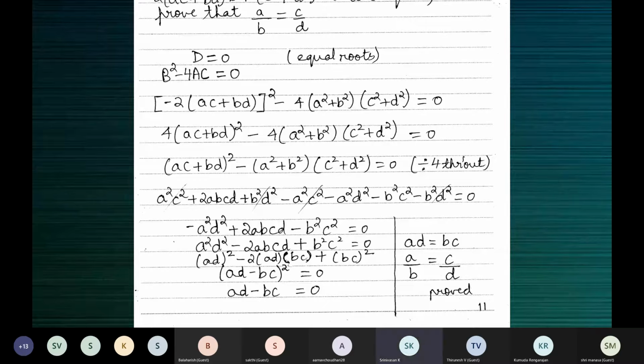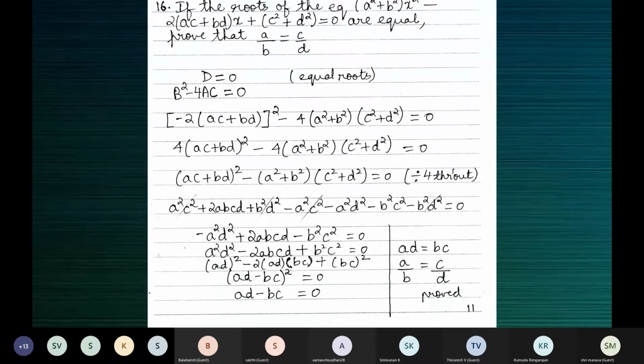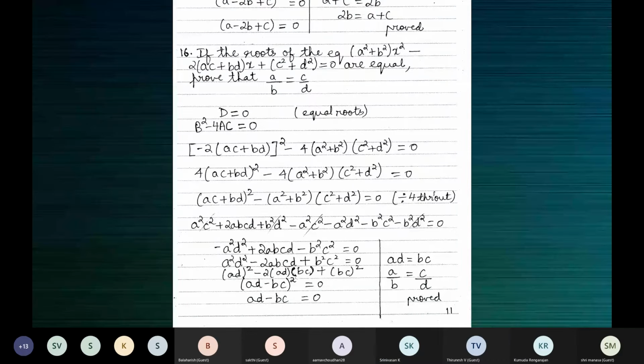Ma'am, can you show the question? So here the roots are given to be equal. Roots are equal. That means D is 0, which means B square minus 4AC is 0. We are not finding the discriminant here. We know that the discriminant is 0. We know that B square minus 4AC is 0. We have to prove that A by B is equal to C by D.